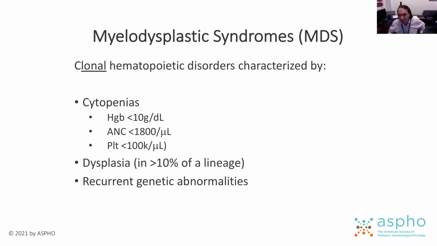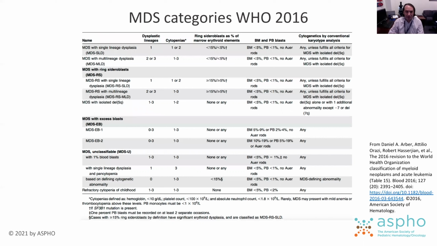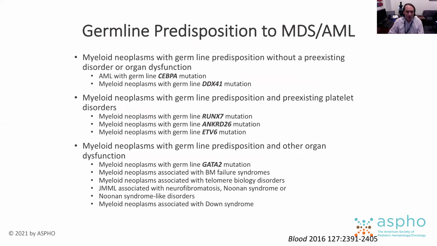So myelodysplastic syndromes, while uncommon in children, commonly present in adults. These are clonal hematopoietic disorders characterized by cytopenias, dysplasia, and recurrent genetic abnormalities. The MDS categories listed in the WHO classification aren't highly relevant to pediatrics, since many of the MDSs that we see in kids are those associated with germline predispositions to MDS and AML, some of which have pre-existing organ dysfunction or thrombocytopenia. And I encourage you to review the entire list here.